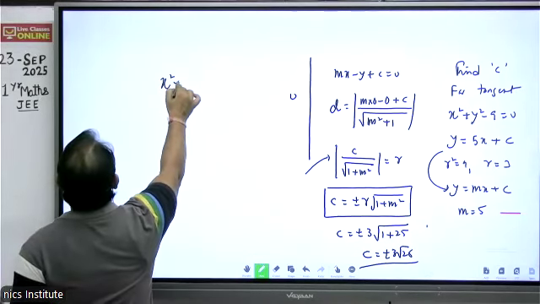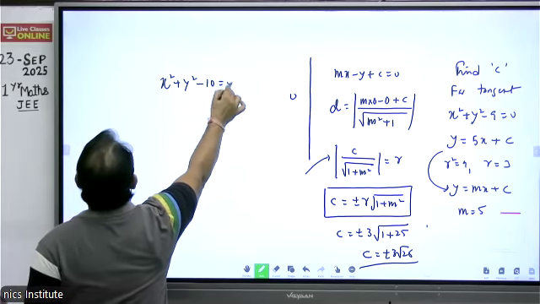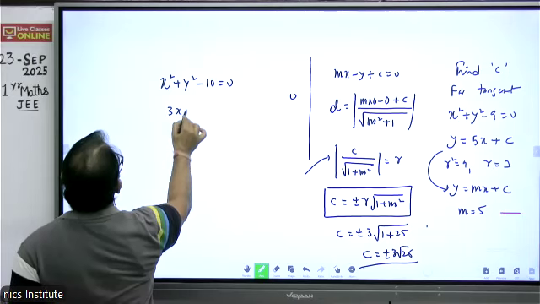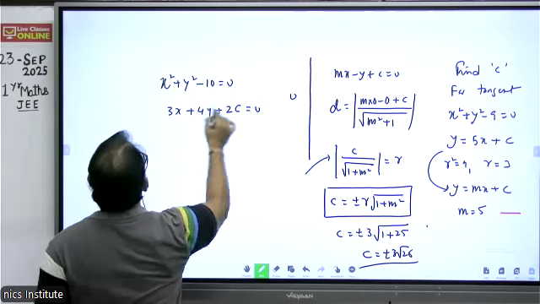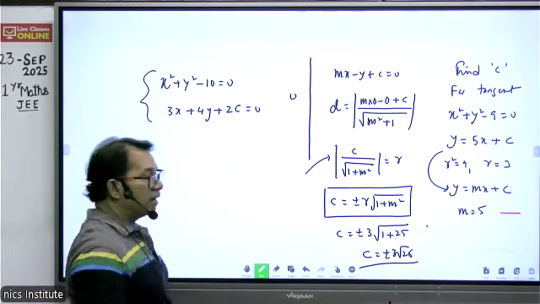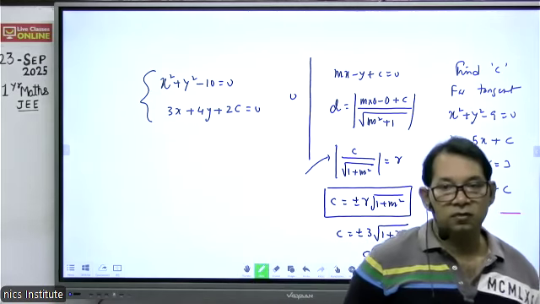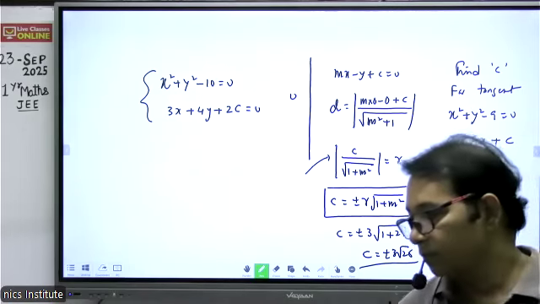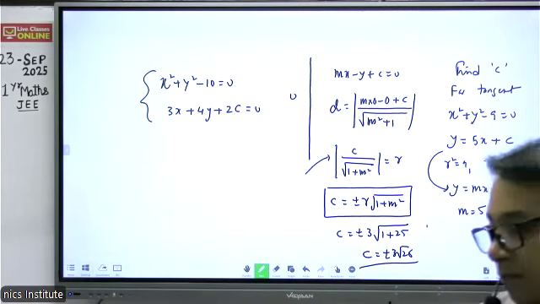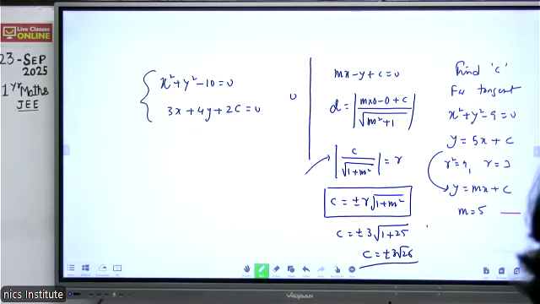Next question. Suppose the circle is x square plus y square minus 10 is equal to 0 and the line is 3x plus 4y plus 2c equal to 0. Find c so that the line is tangent to the circle. Same thing to do. Identify m, identify c, identify r.